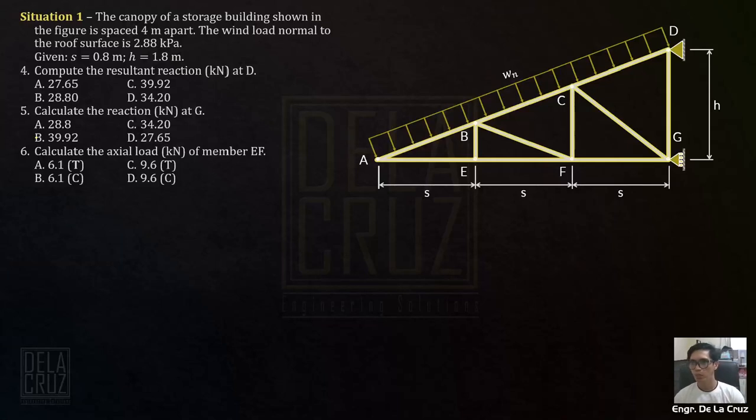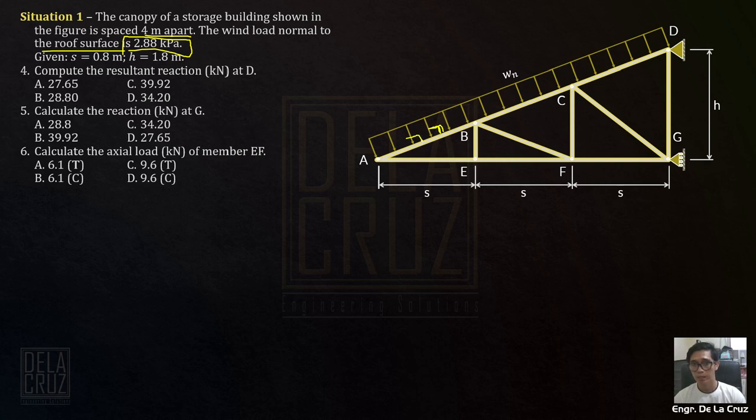All right, let's have situation one. The canopy of a storage building shown in the figure is spaced 4 meters apart. The wind load normal to the roof surface is 2.88 kilopascal. When we say normal, it is perpendicular to the roof surface.